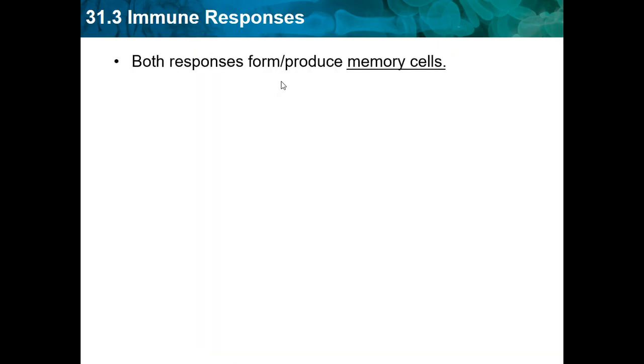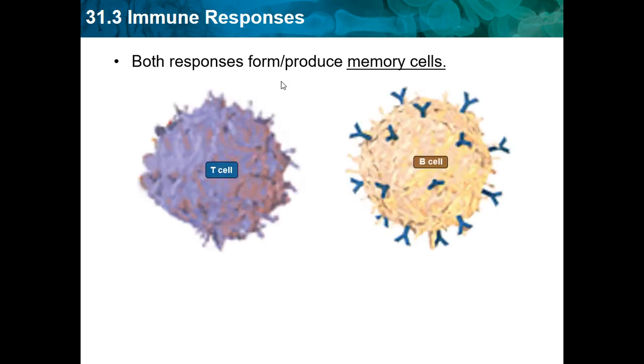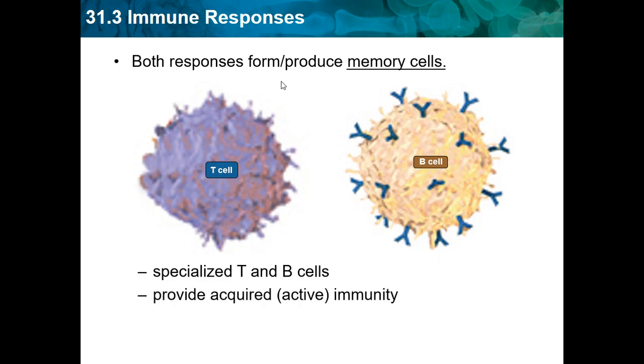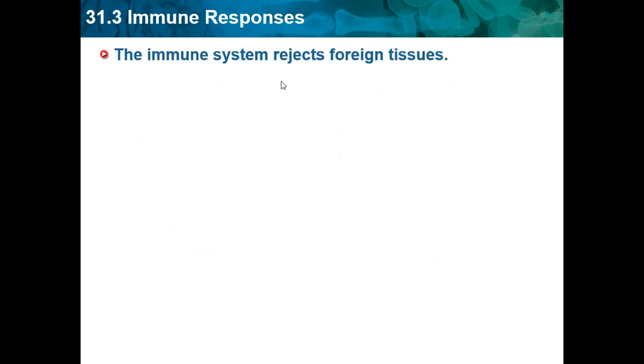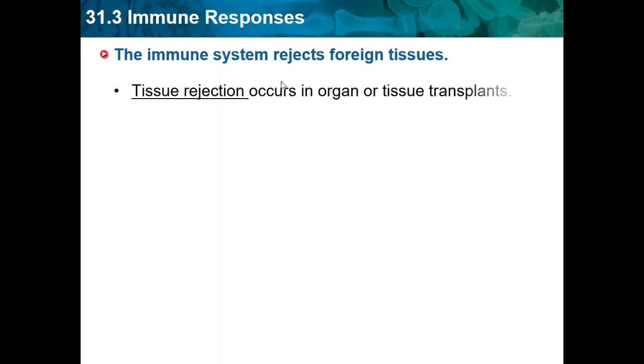Both respond and produce memory cells. So we have a T cell and we have a B cell. Specialized T and B cells provide acquired active immunity. The immune system rejects foreign tissue.